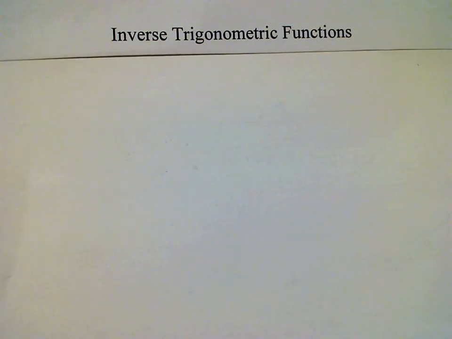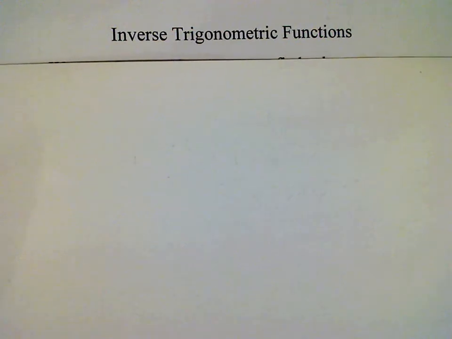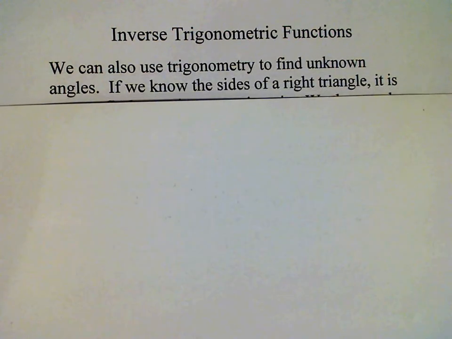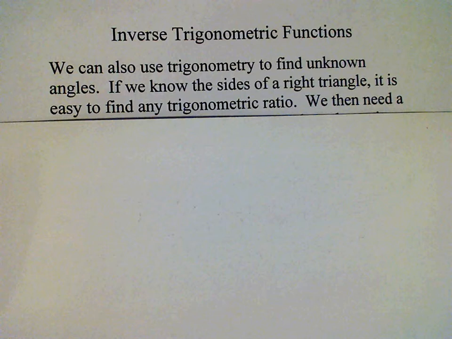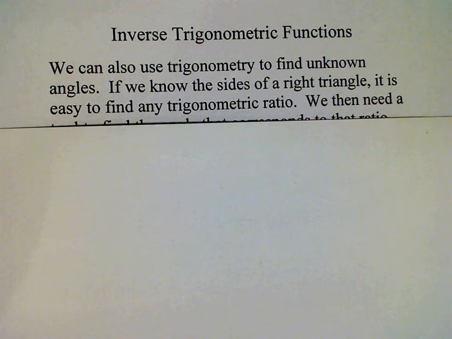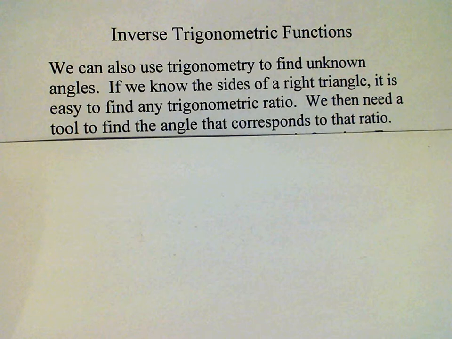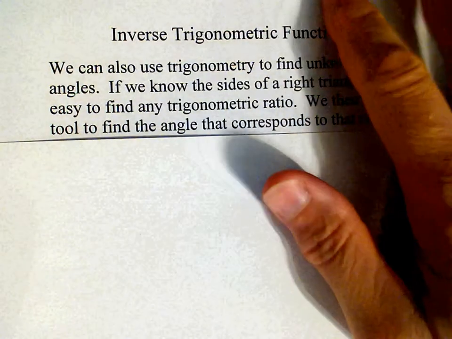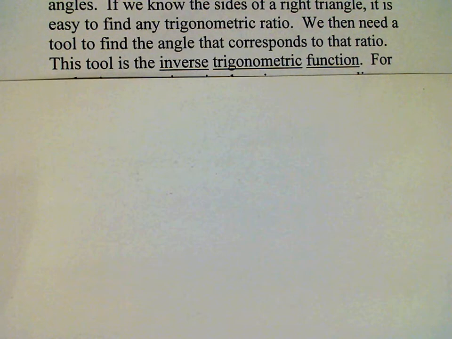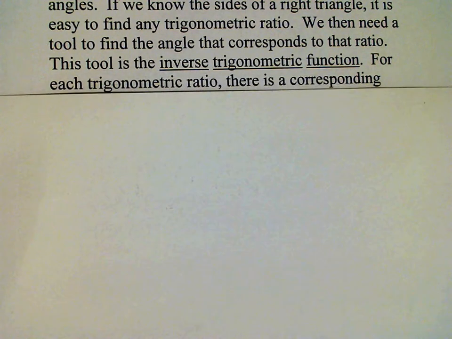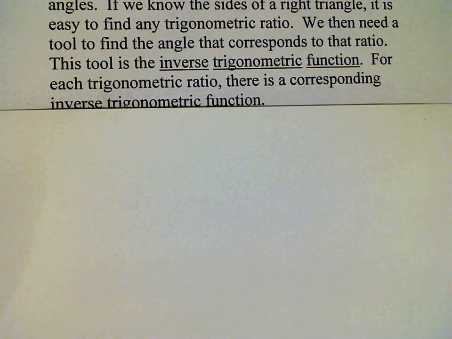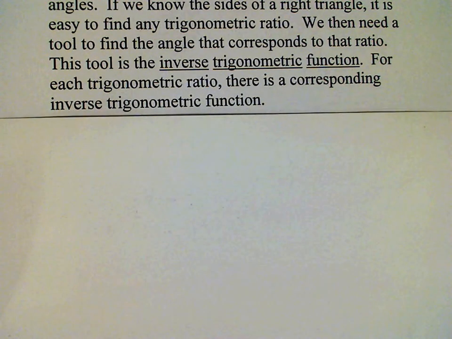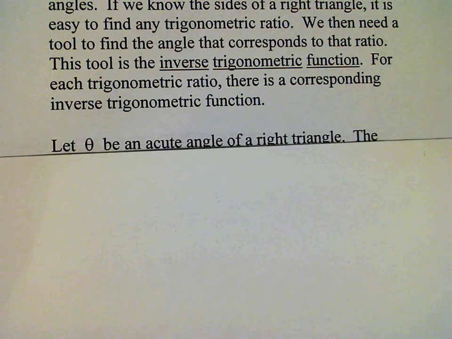Trigonometry can also be used to find unknown angles in a triangle. If we know the sides of a right triangle, it is easy to find any trigonometric ratio, but then we'll need some way to take that ratio and get the angle back. And the tool that we need is known as the inverse trig function. So for each trig ratio, there is a corresponding inverse trig function.